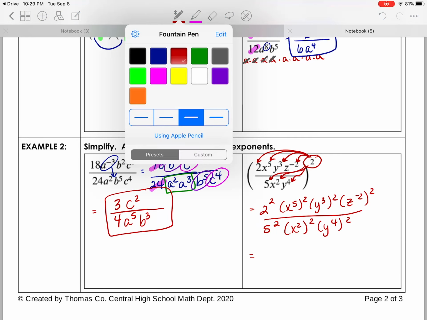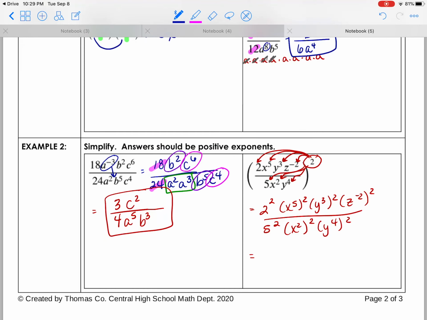Okay, now we've got to simplify all of this down. I'm going to work this out. 2 squared, 2 times 2 is 4. X to the 5th squared, that power to that power, we multiply them. Gives me x to the 10th. Y to the 3rd squared, another power to the power, we multiply, gives me y to the 6th. And then for my z, I multiply those and I get z to the negative 4th. Over 5 squared, 5 times 5 is 25. Got this power to the power, so that gives me x to the 4th. And this power to the power with the y gives me y to the 8th.